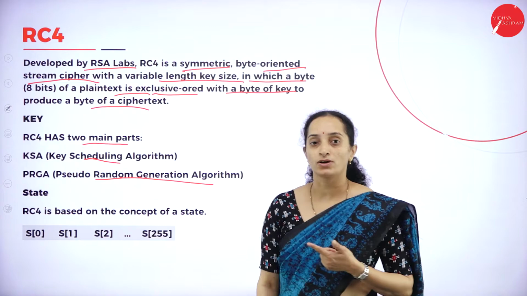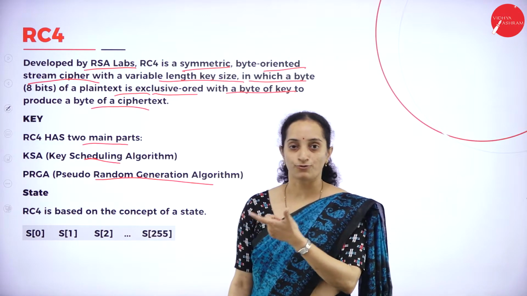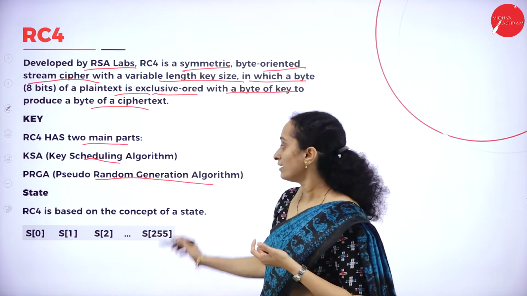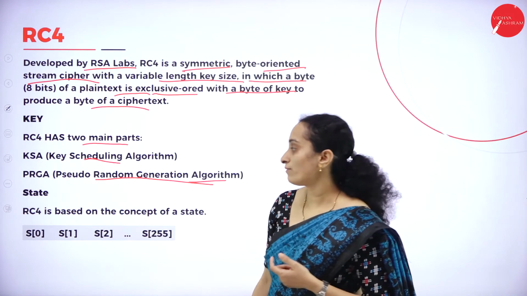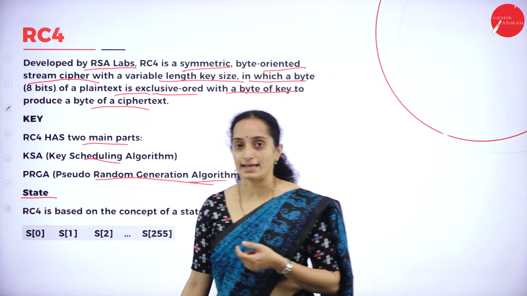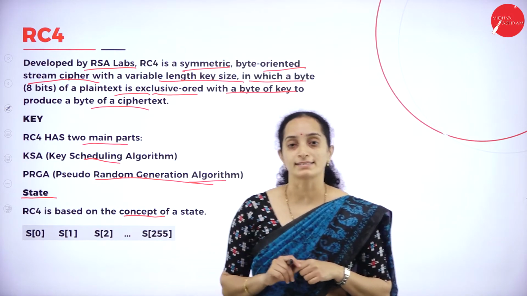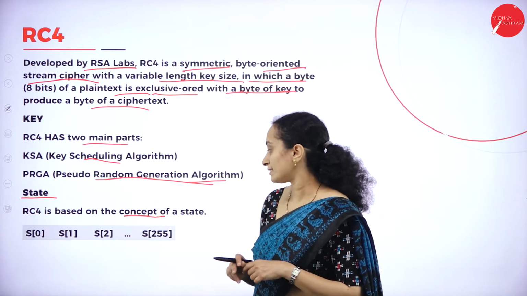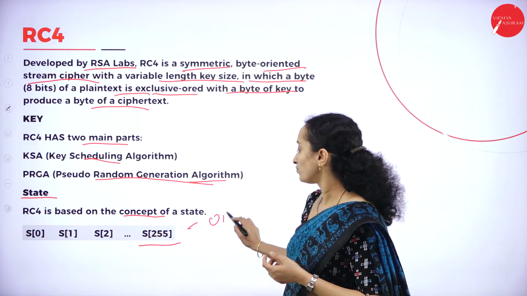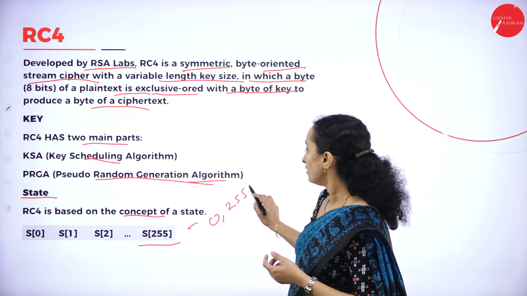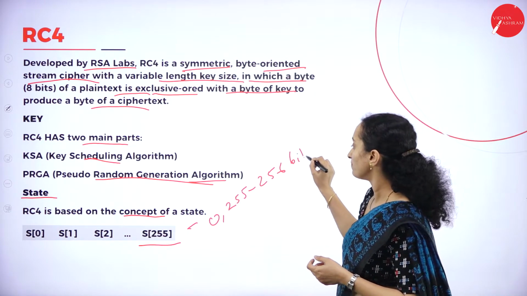Okay, so we have 2 sets of algorithms. One is the key scheduling algorithm, that is, what kind of key or what set of keys is used for ciphering, and the pseudo-random generation algorithm. Okay, along with this, we use a state. So RC4 uses the concept of state. You know about the matrix representation of the state, isn't it? So the set of keys can be 0 to 255.